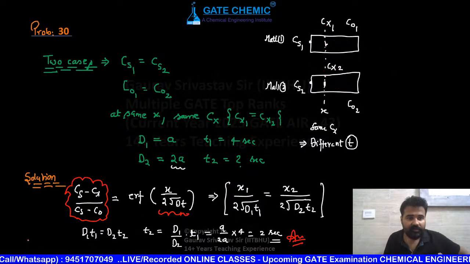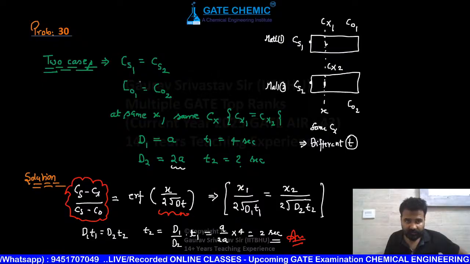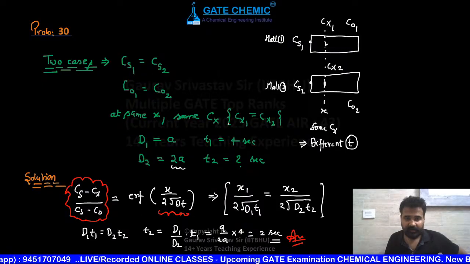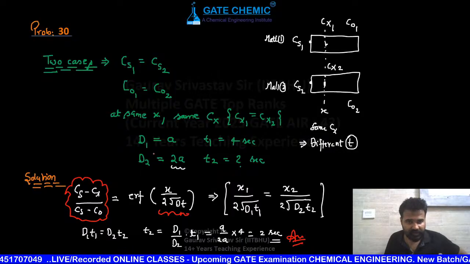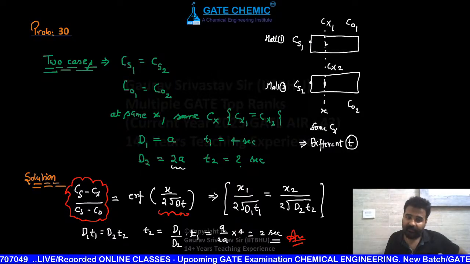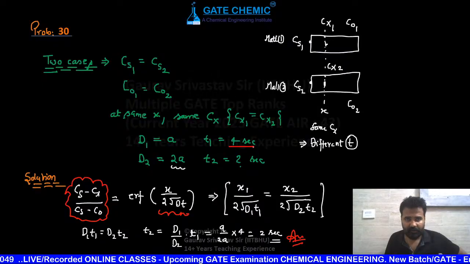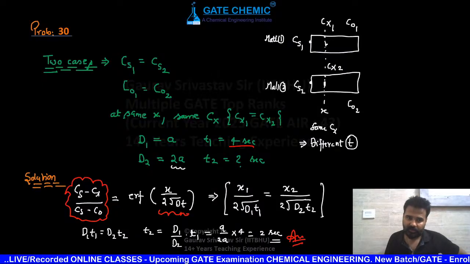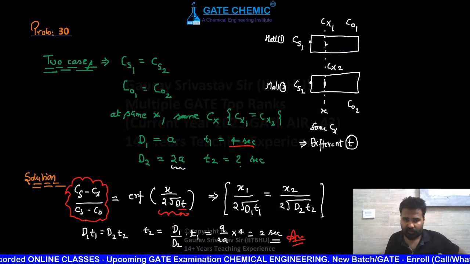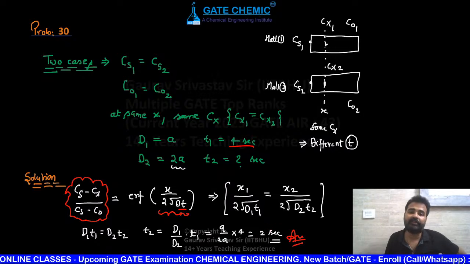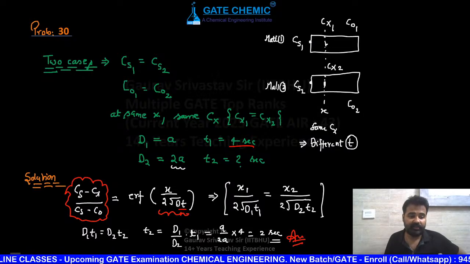So see, very easy. Same concentration, initially also same, same x, same Cx. If the diffusivity of the first component is A and of the second component is 2A, and for the first 4 seconds time is required, then for the second case how much time is required? Just as you had seen, D1 t1 equals D2 t2. So t2 equals D1 by D2 times t1, A by 2A into 4, which is 2 seconds. Very easy.